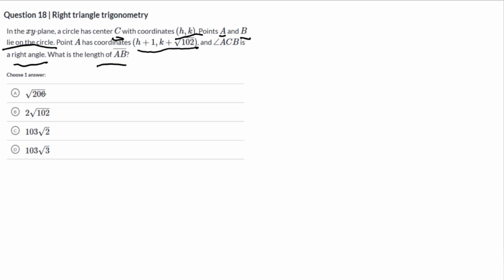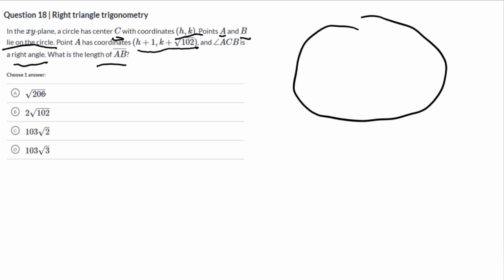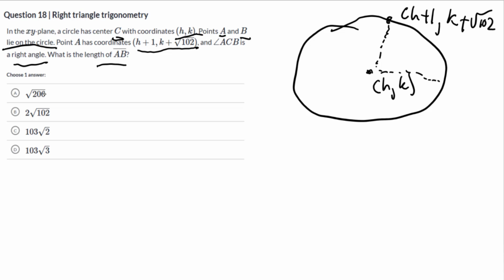So our first step, we can draw out this circle. Sorry, this is a poorly drawn circle, but we know the center is h, k, and then the point A is h plus 1, and k plus square root 102. We also know that this is a right angle, and B is on the other end of that. So we could put B right here. And then the question is asking us to find the length of AB.